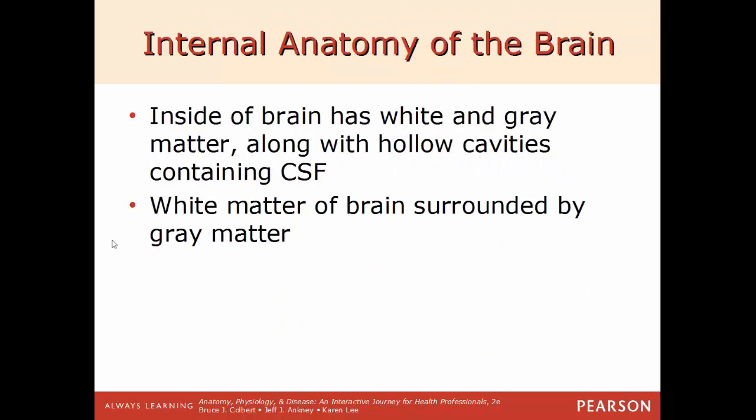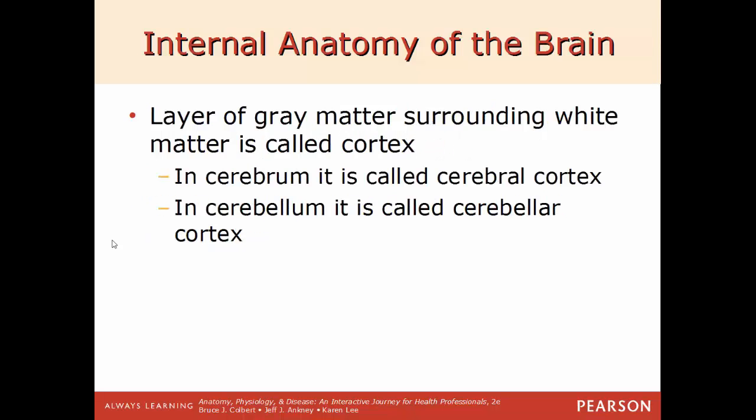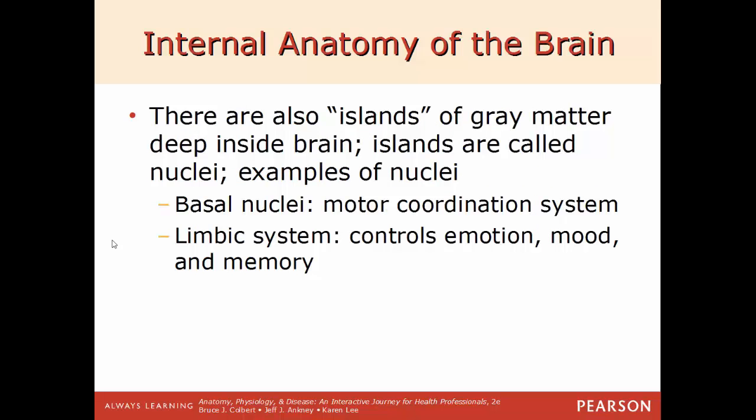All right, now move on to the internal anatomy of the brain. Inside the brain, you'll have white and gray matter, along with the hollow cavities that will contain the cerebrospinal fluid. Now, the white matter of the brain is surrounded by gray matter. A layer of gray matter surrounding white matter is called a cortex. The cerebrum has the cerebral cortex, and the cerebellum has the cerebellar cortex. You also will find various islands of gray matter deep inside the brain. These little islands are called nuclei.